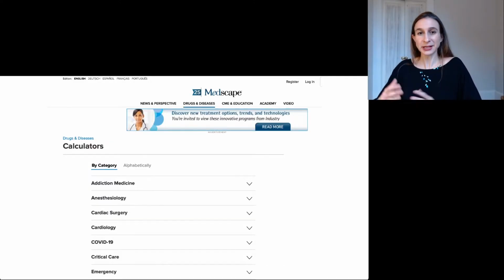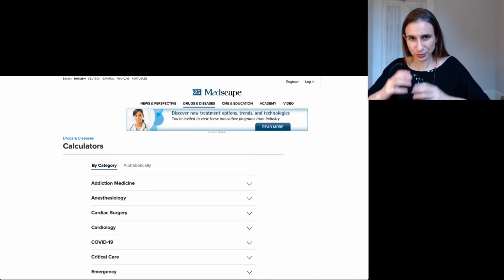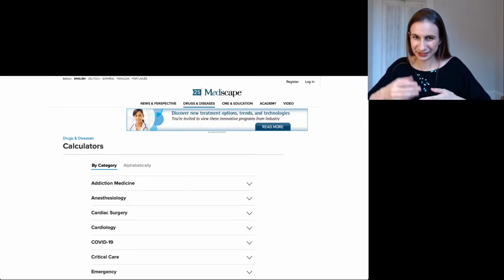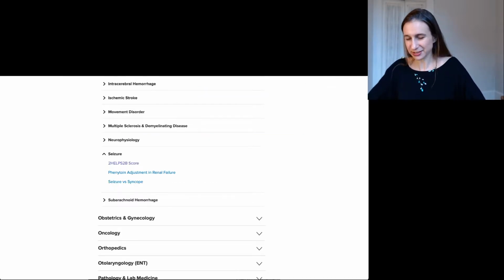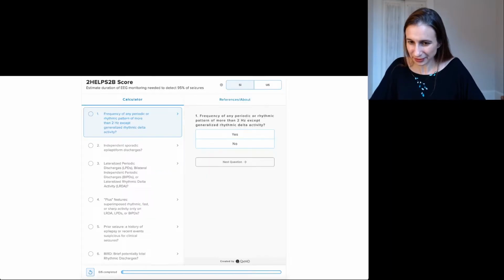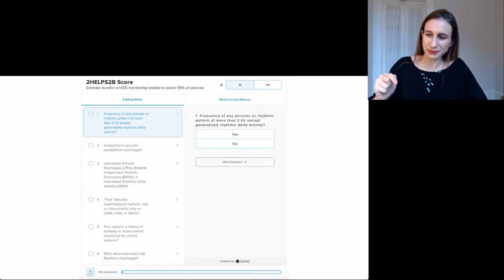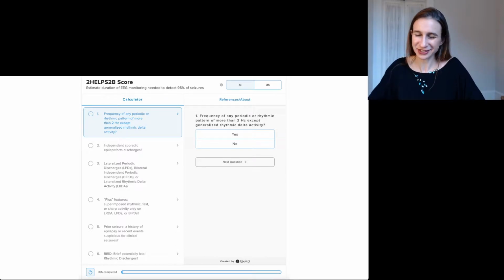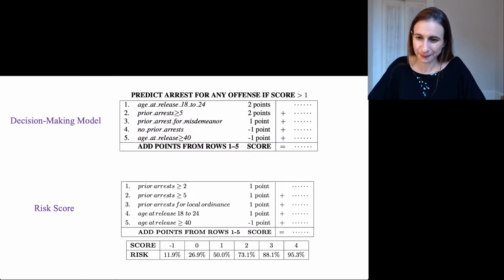And then in medicine, there are huge numbers of these risk scores, and they're broken up in this website by the different field of medicine. So for instance, if you go look at seizure risk, you can find the 2HELPS2B score, the one that we talked about earlier. And then if you click on it, it brings up a screen where you can fill in the information in the form and it calculates your 2HELPS2B score for you. It tells you how many points you get for various things.